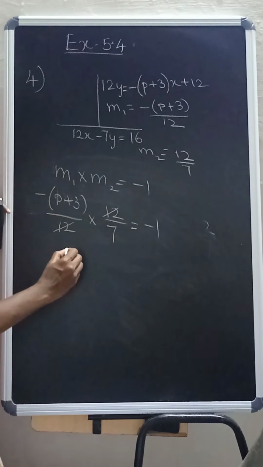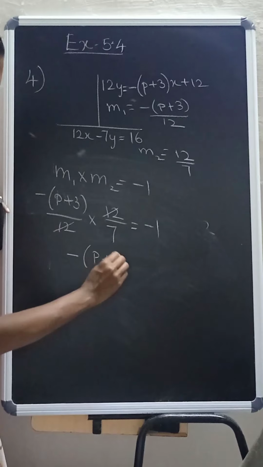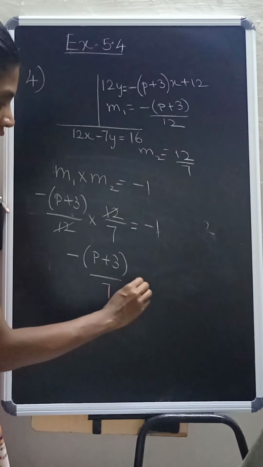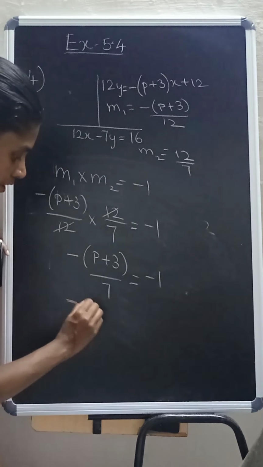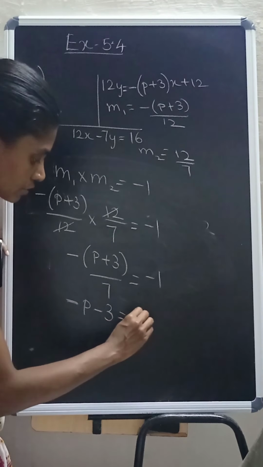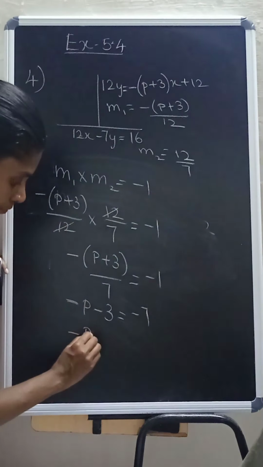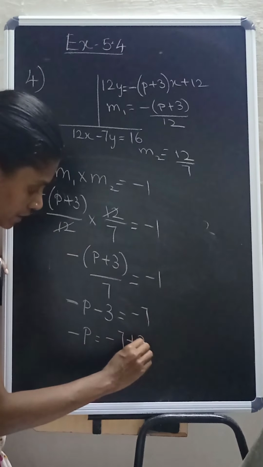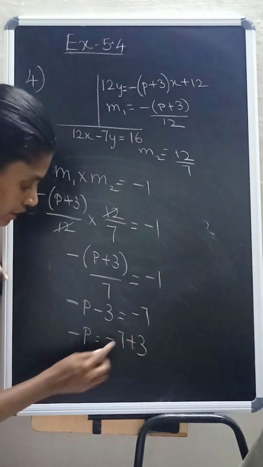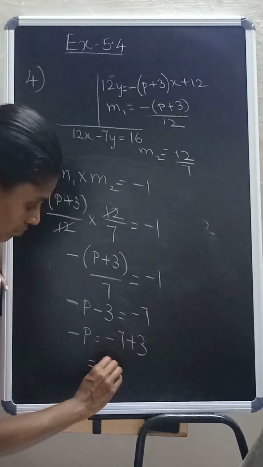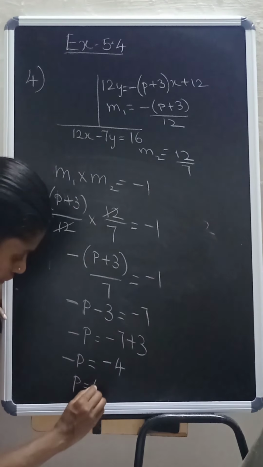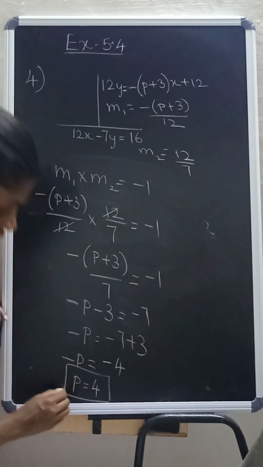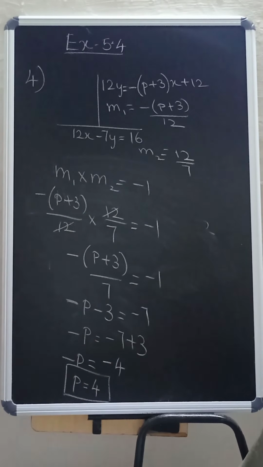12 and 12 get cancelled. So minus of p plus 3 by 7 is equal to minus 1. Cross multiply. Minus p minus 3 is equal to minus 7. When this minus 3 goes to the other side, plus 3. So p is equal to 4. The value of p is 4.